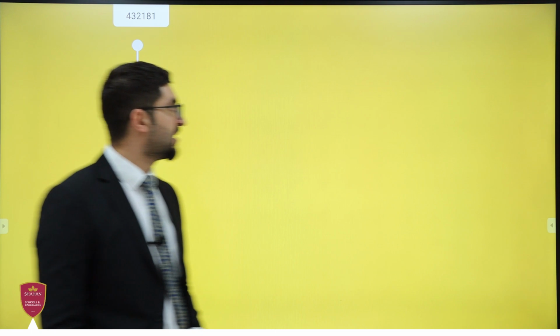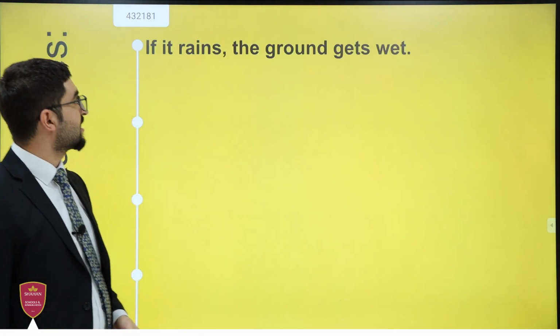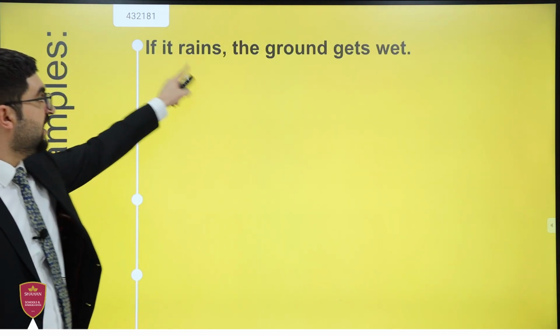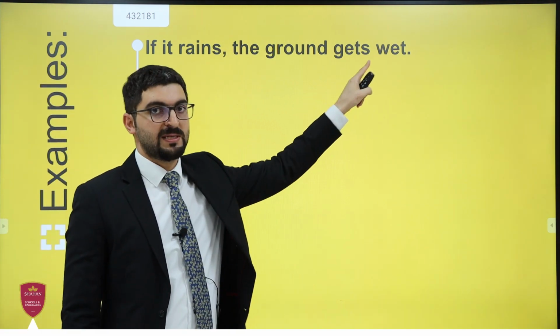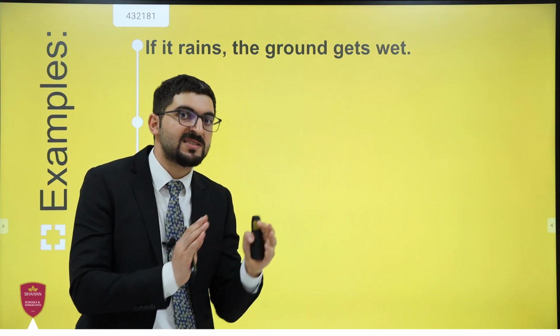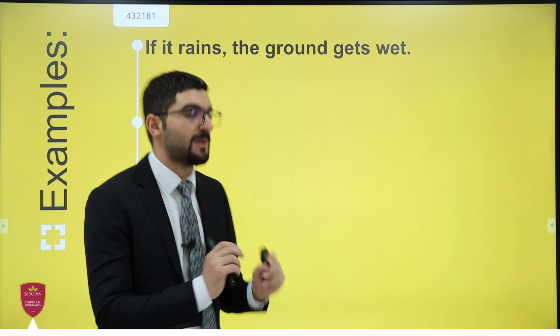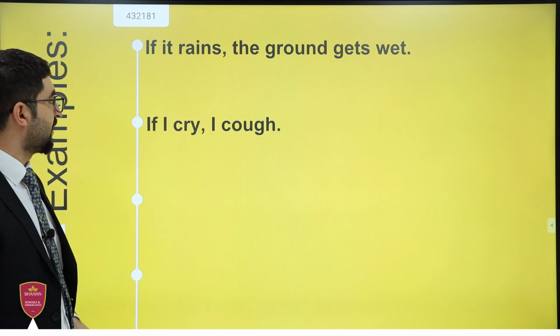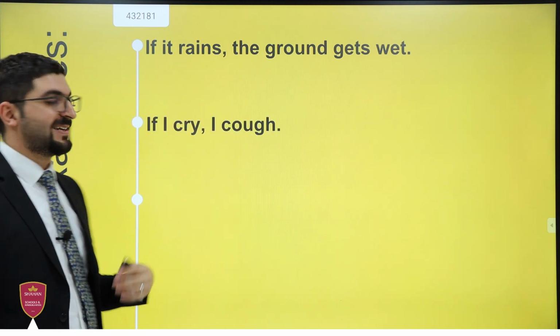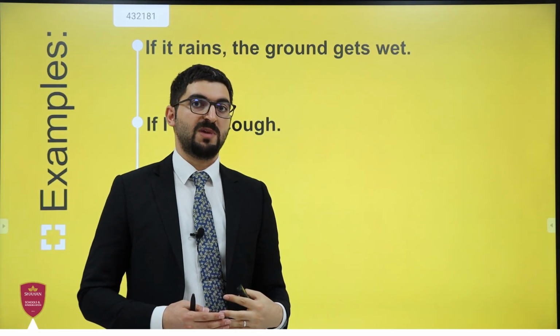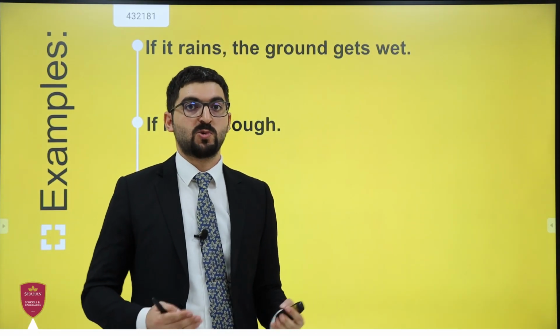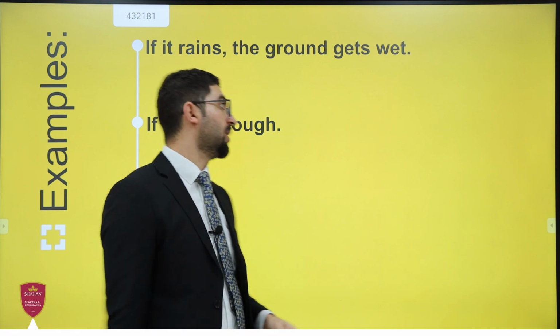So let's look at some examples. So look at this example. The first example, if it rains, the ground gets wet. Okay, so both sentences are present simple. And the second example, if I cry, I cough. Okay, so maybe it is like habits. That's why we said we use it for different situations.